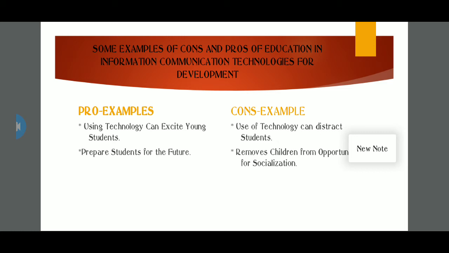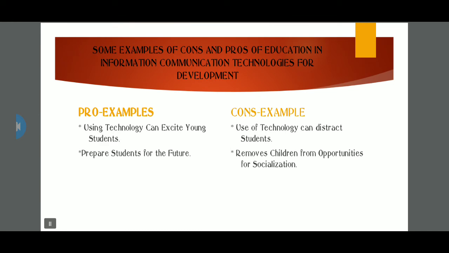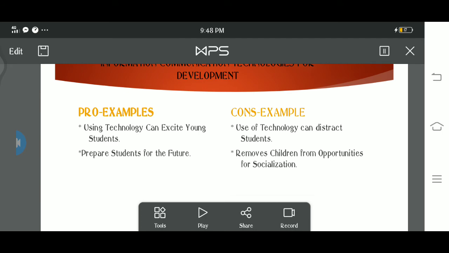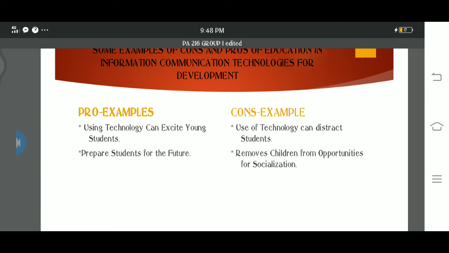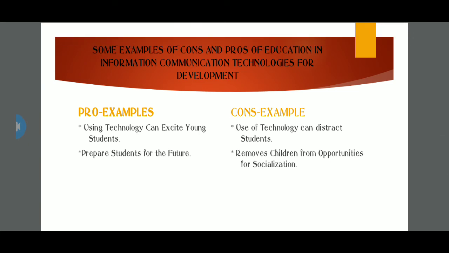And for the cons examples, we have that the use of technology can distract students. Computers can provide young children with access to inappropriate content or information if the proper security measures are not put into place. Website blockers, internet filters, and close supervision can help to prevent children from being exposed to it, and lessons in etiquette or proper use of the internet can instill good web judgment and habits at an early age.